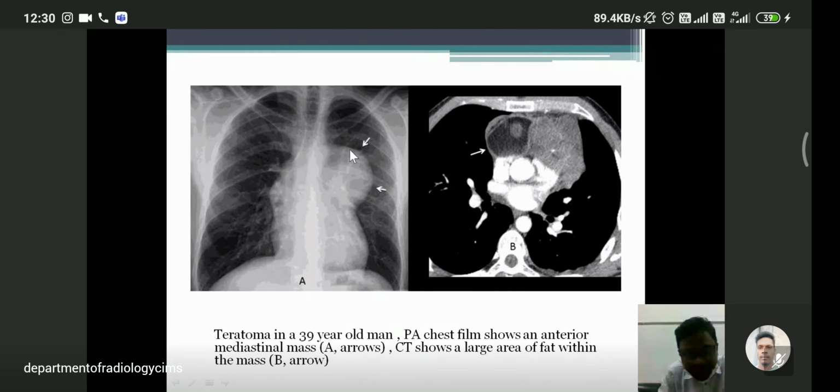So in this X-ray, we can see there is the large mass in the left hilar region, through which we can see the hilum or the hilar vessels. So this is the mediastinal mass, and on the CT's transverse section, we can clearly see there is a large mass lesion, that is the soft tissue component, and that blackish area represents the fatty tissue. So this was the case of the teratoma.